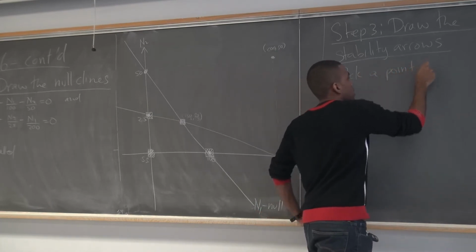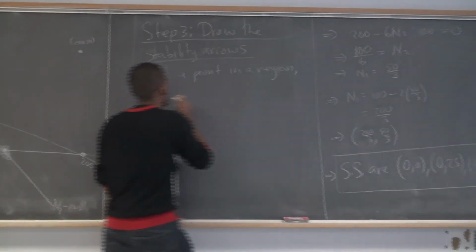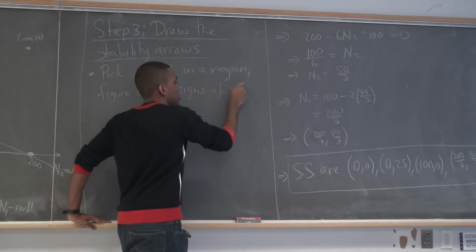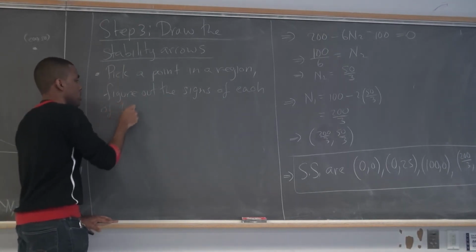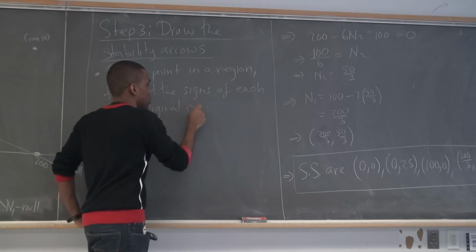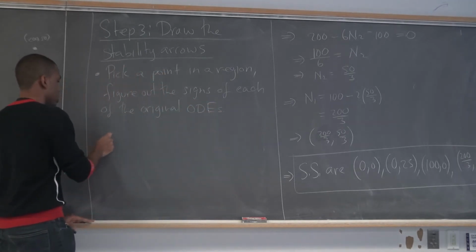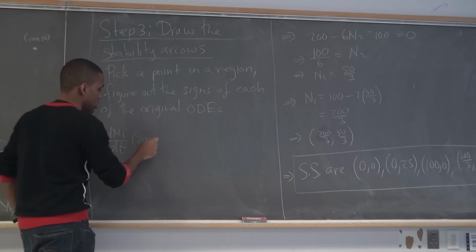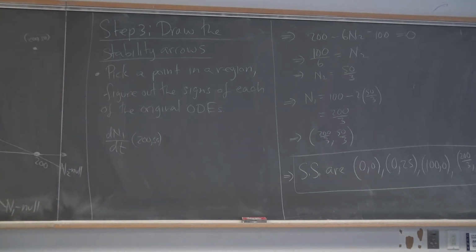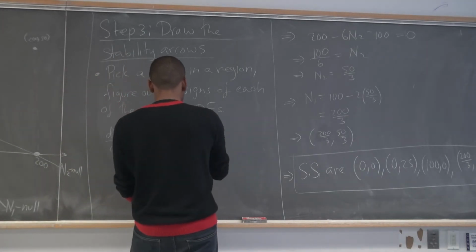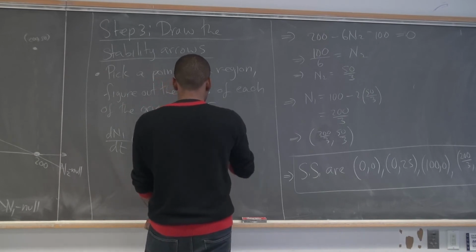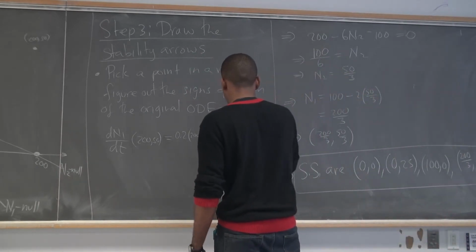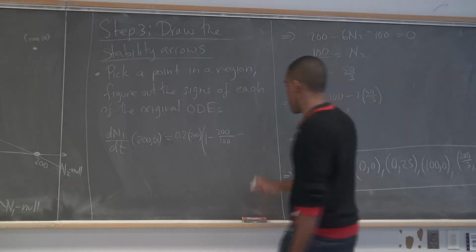Pick a point in a region, figure out the signs of each of the original ODEs. So if I have the dn1 dt at 200 comma 50, is that going to be greater than or equal to 0? So remember that this would be equal to 0.2 times n1, 1 minus n1 over, what was the first division? 100, minus n2 over 50.